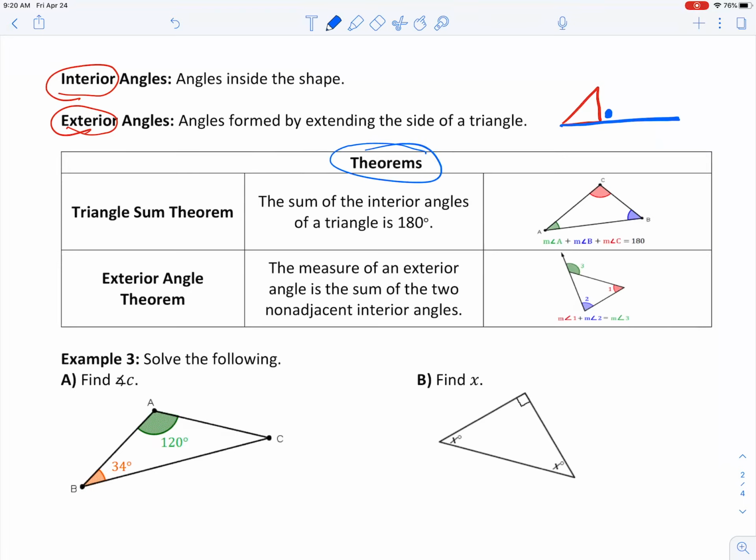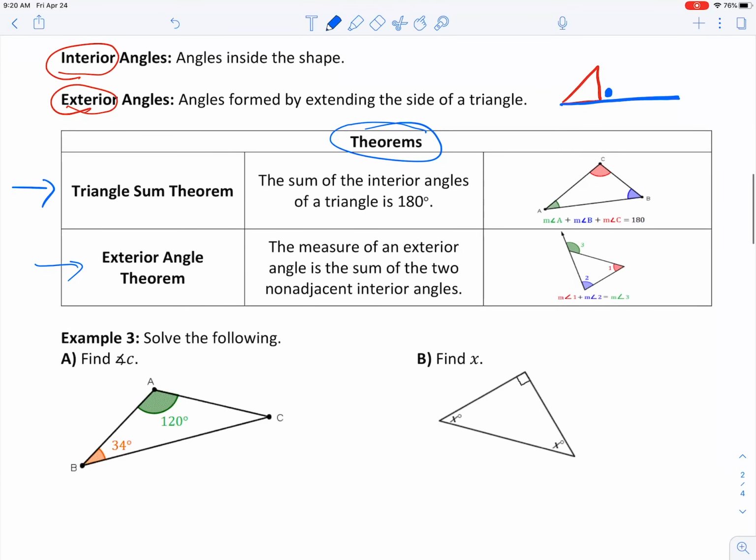Okay, so these are important because we're going to use them in these two theorems that we have. And I'm going to split this lesson up into really two days. So today we're going to really focus on the triangle sum theorem, and then tomorrow we will do the exterior angle theorem, or next class time.